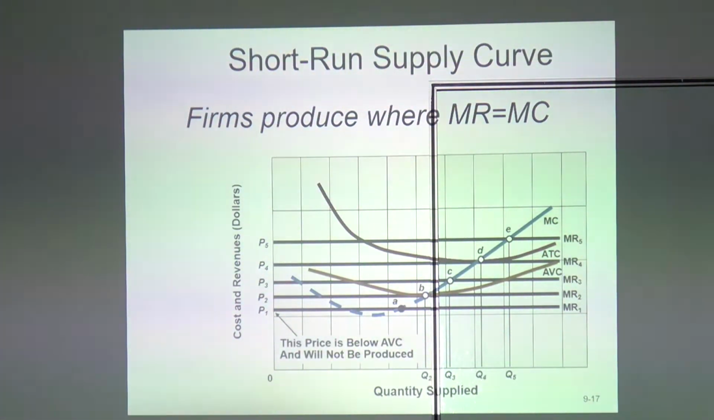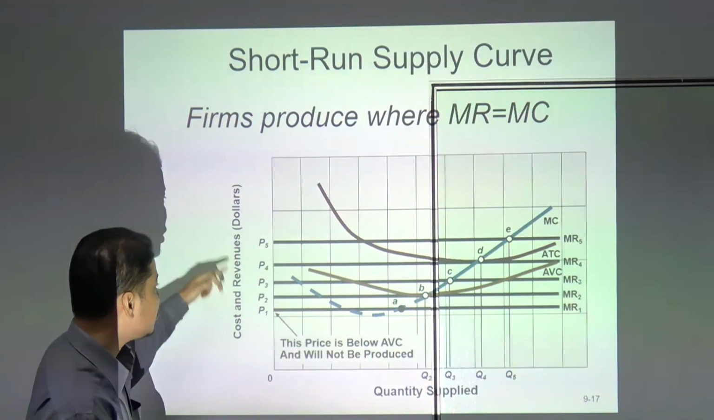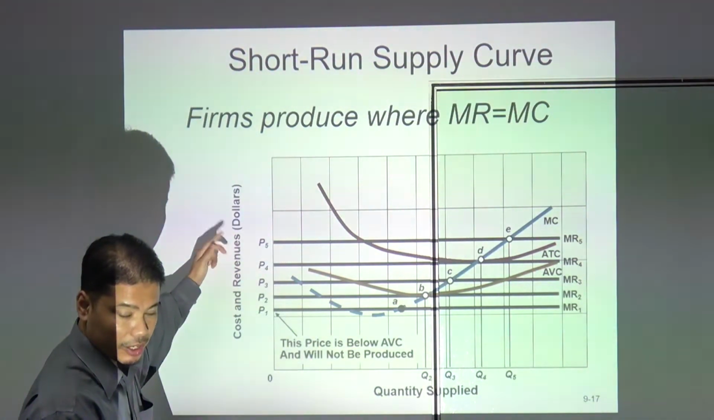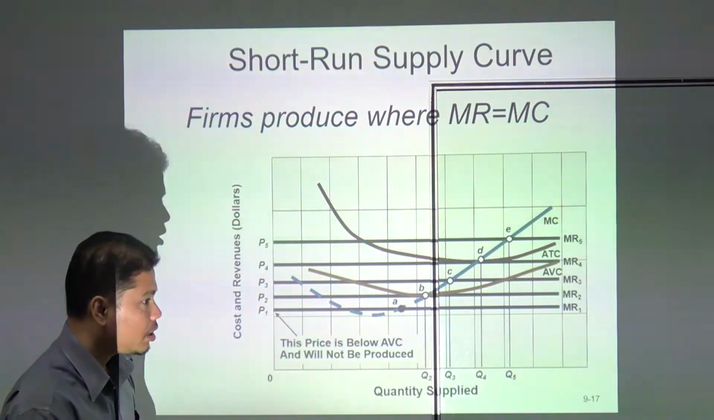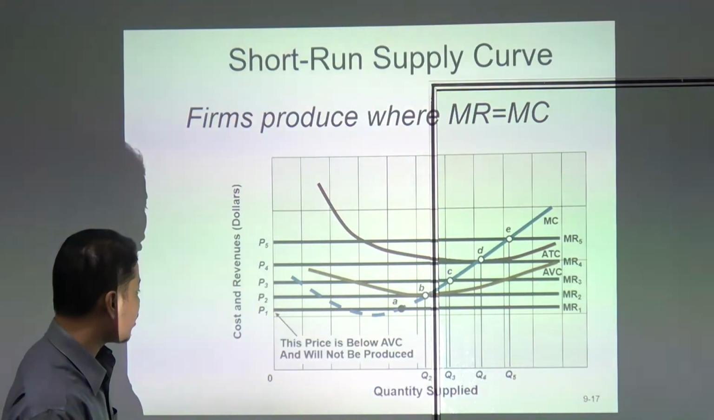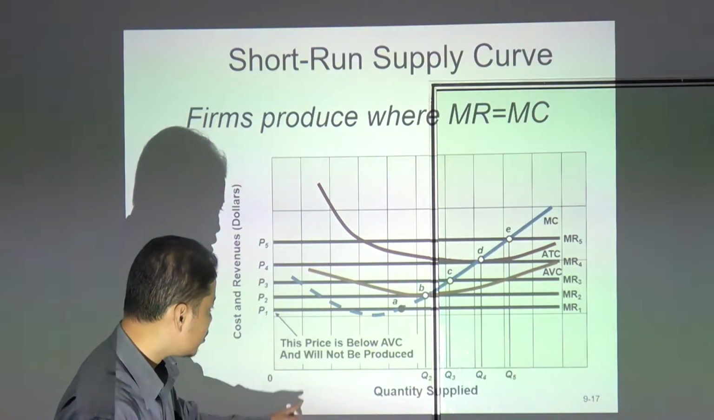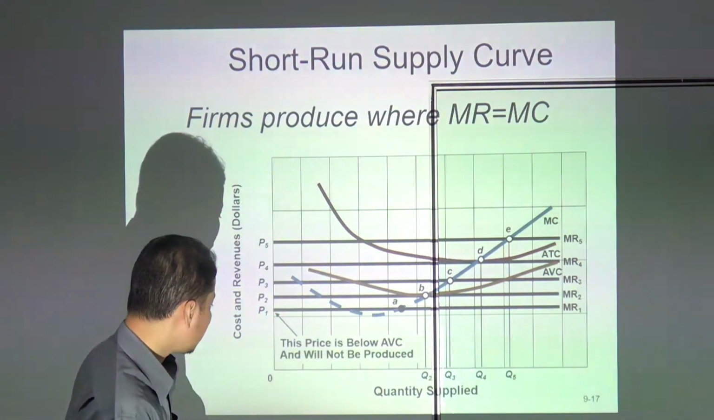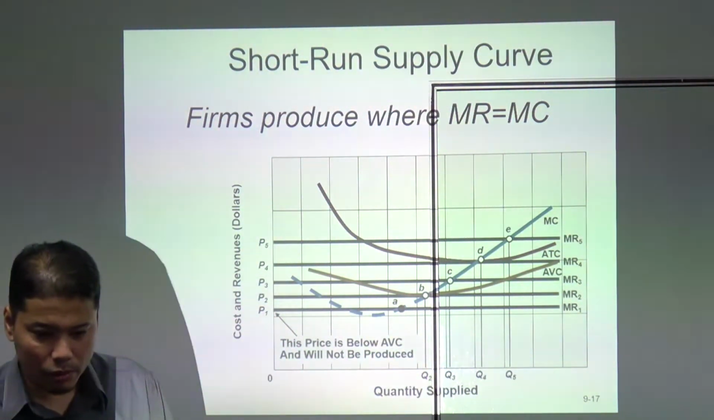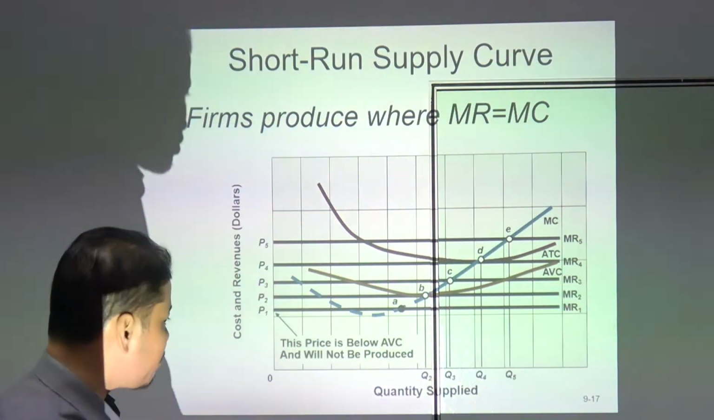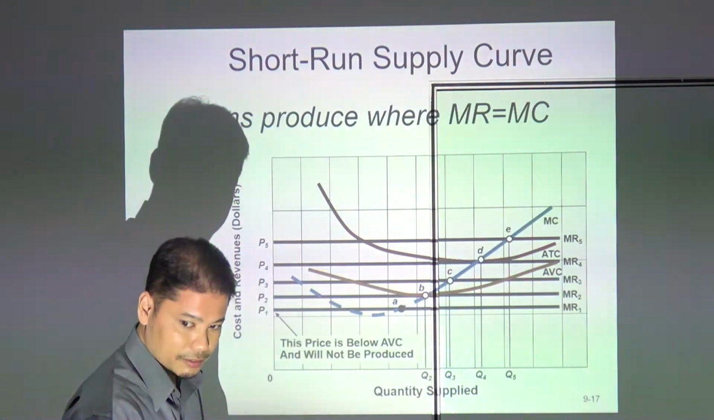Suppose that the market equilibrium price can be P1, P2, P3, P4, P5. We have seen earlier that the market price can fluctuate depending on market demand and supply. If the market price is at P1, then what happened? MR equal MC at Q1. But when you trace upward at Q1, P1 is below average variable cost. Remember, we don't produce anything below average variable cost. So here loss minimization would be to close down.